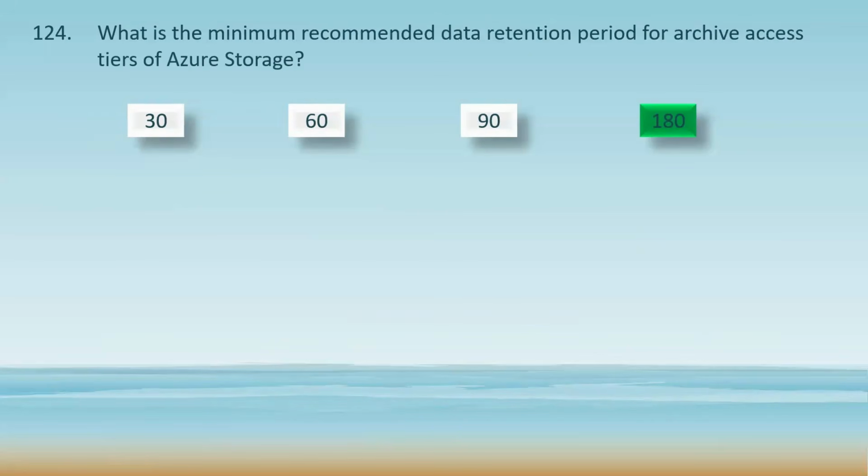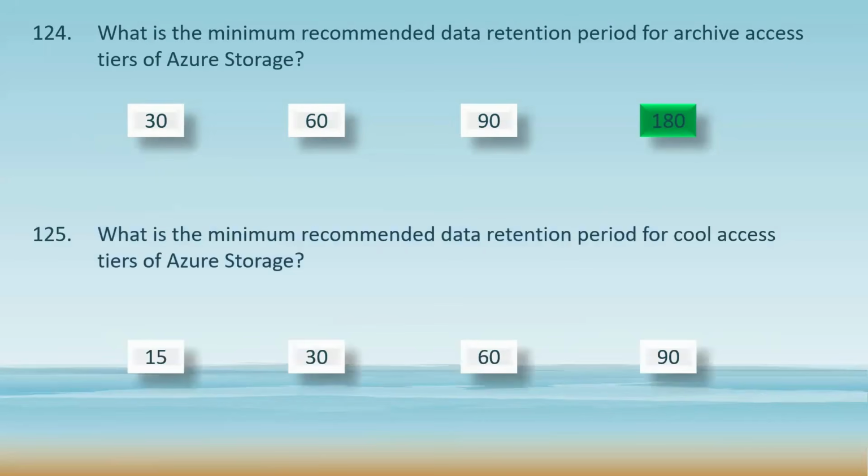Let's look at one more variation of this type of question. What is the minimum recommended data retention period for cool access tier of Azure storage? Your options are 15, 30, 60, 90. In the previous question, we were talking about archive access tier of Azure storage. And in this question, we are talking about cool access tier of the storage. And the correct answer is 30 days. So for archive tier, the minimum retention data period is 180 days. And for cool access tier, the minimum retention period is 30 days.